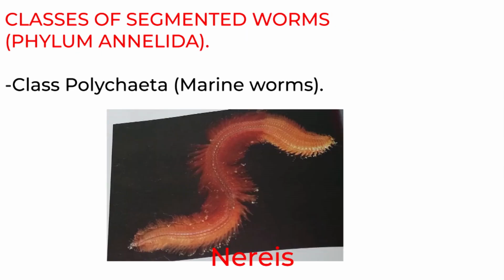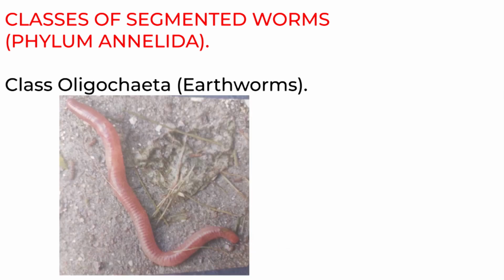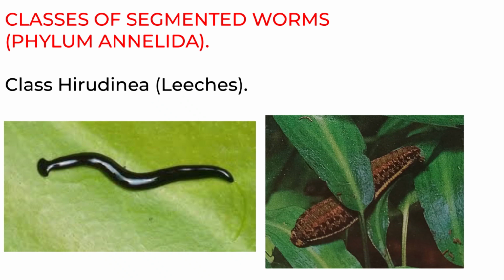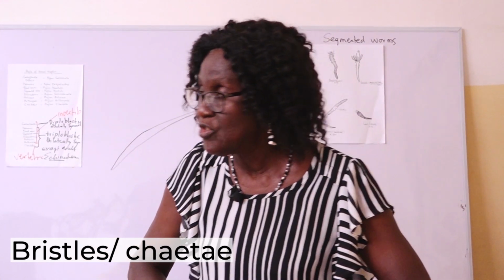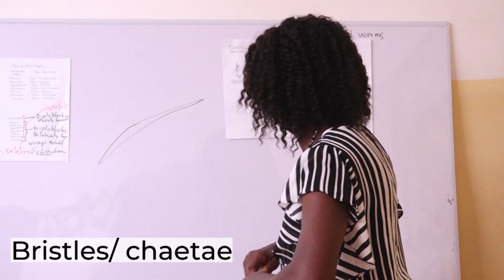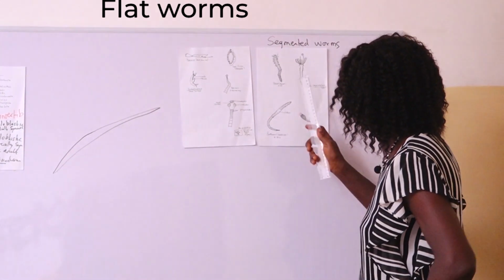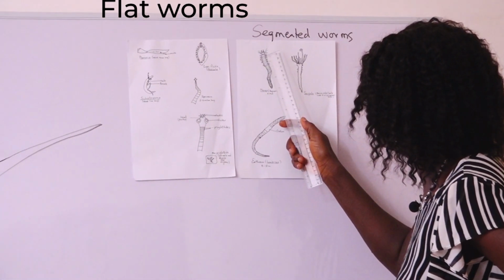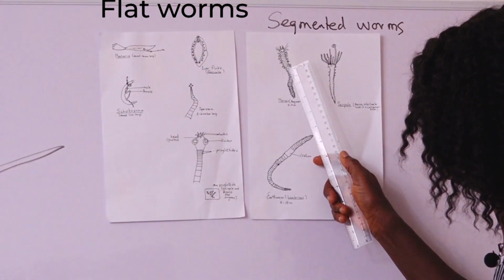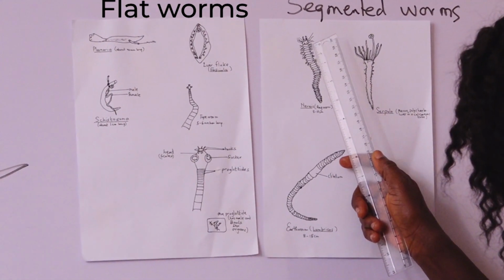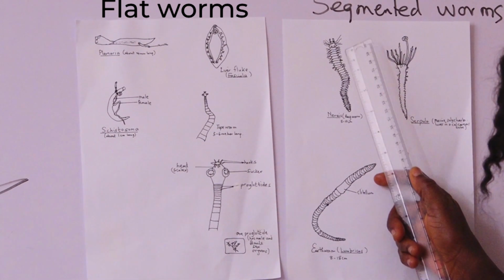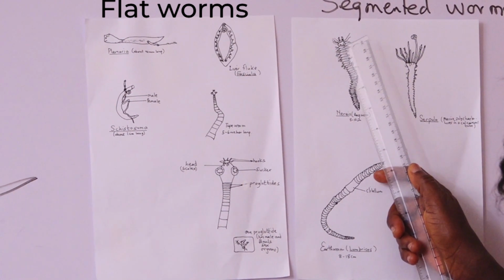You can see the various types. You have classes: Polychaeta, which are marine worms; Oligochaeta, which are earthworms; and Hirudinea, which are leeches. And they all have bristles called chaetae to aid locomotion. So you have Nereis or ragworm. You see, truly segmented. You see the segments, and you see the bristles. This one, you see the bristles are big.